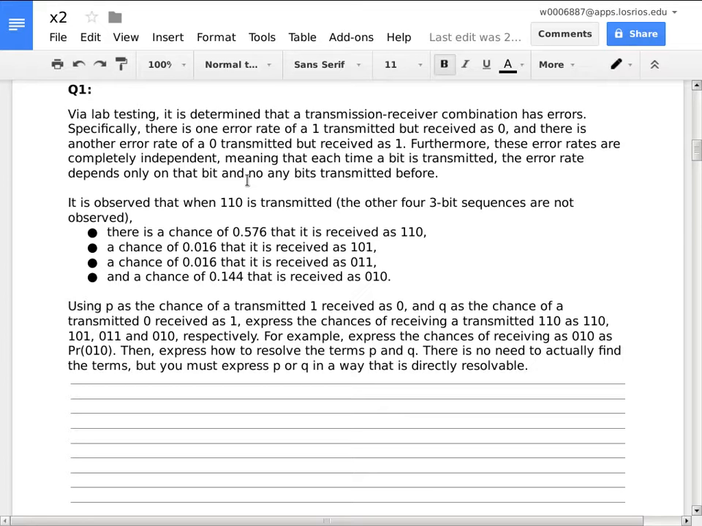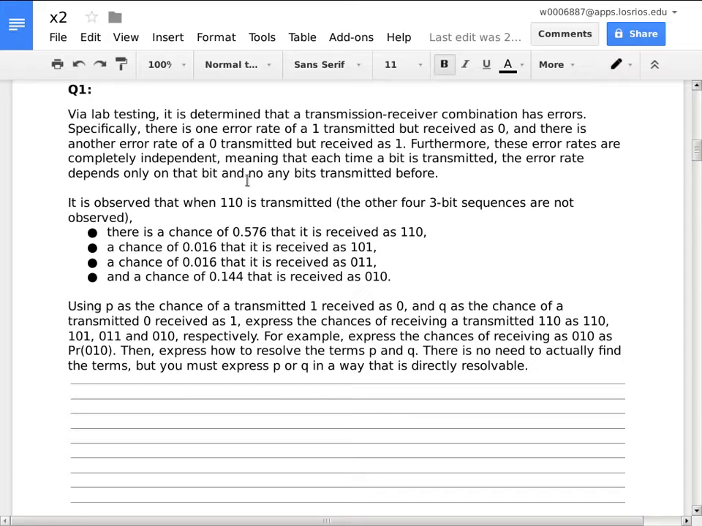Then express how to resolve the terms P and Q. In other words, how can you find out the actual value of P and Q? There's no need to actually find the terms. In other words, you don't have to give me the numerical answers, but you have to express P and Q in a way that can be directly resolvable, which means P on one side and then a whole bunch of just constants on the other side.